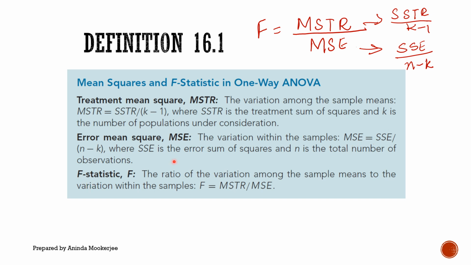And finally, once we have our MSTR and MSE values, we will find our F statistic by dividing: F equals MSTR divided by MSE. So F represents the ratio of the variation among the sample means to the variation within the samples. All right, so let's go through an example to understand exactly how to do these calculations.